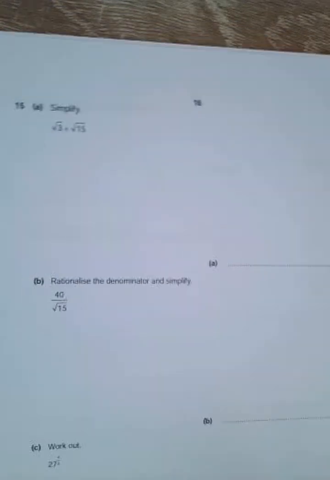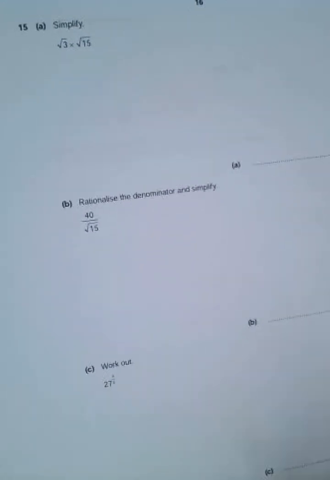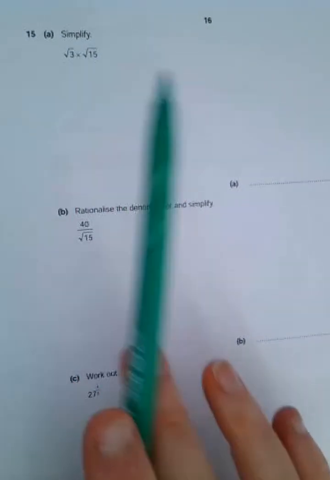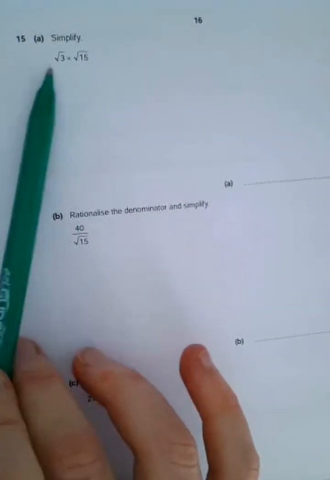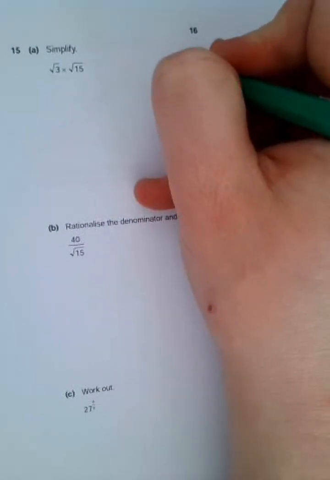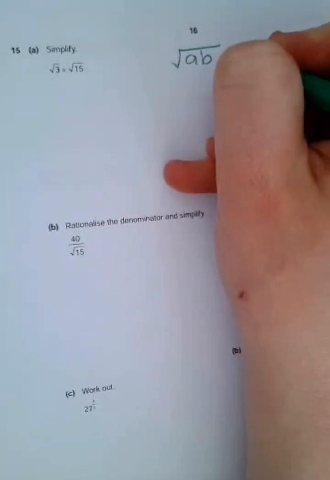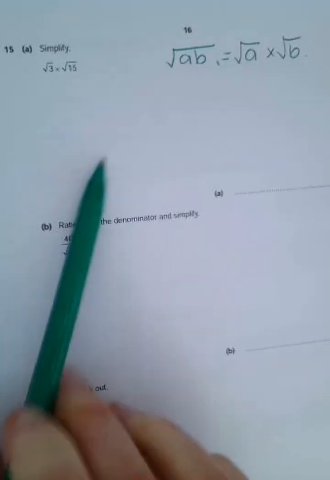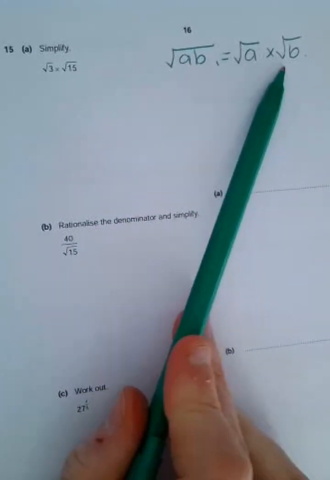So question 15 is sort of your index laws, your roots, your surds questions. So if I look at this one, root 3 times root 15 to simplify. Now there's no factors of these that are square numbers, so I can't simplify them. So if I remember back to my rules, the square root of AB is equal to the square root of A times the square root of B. So they are interchangeable.